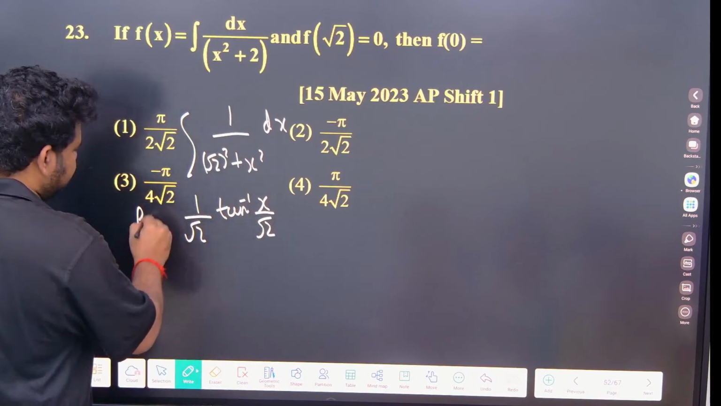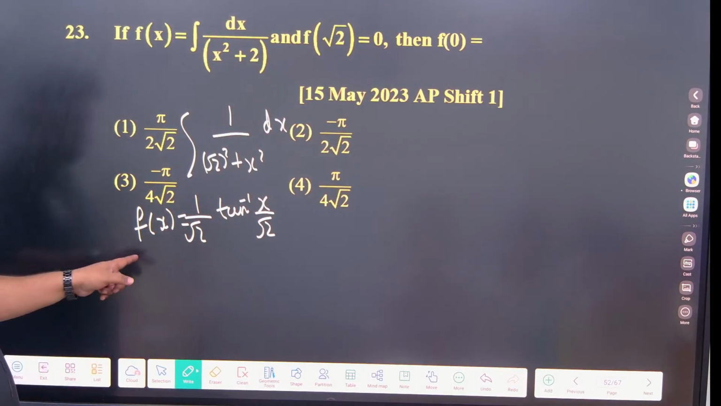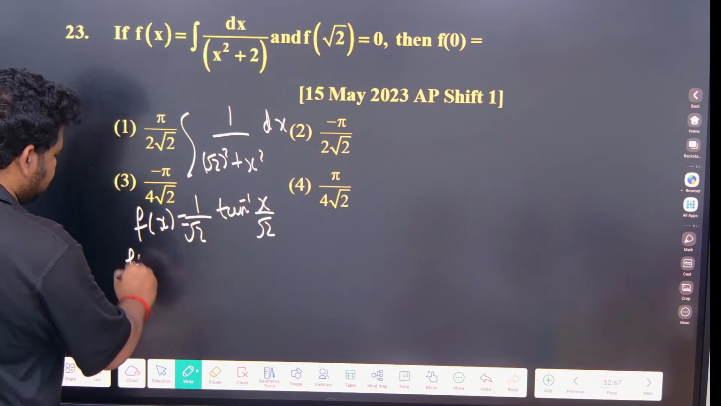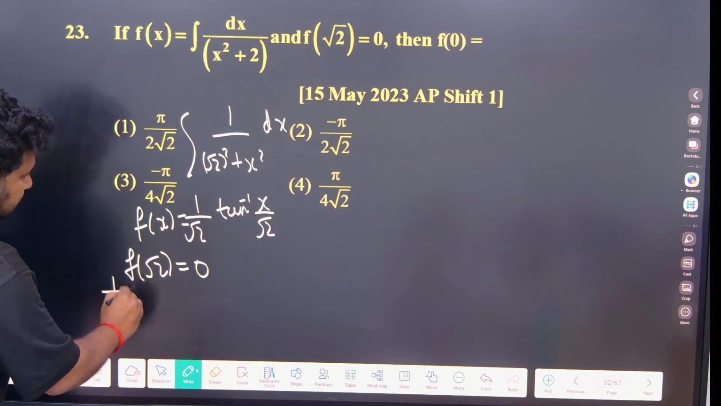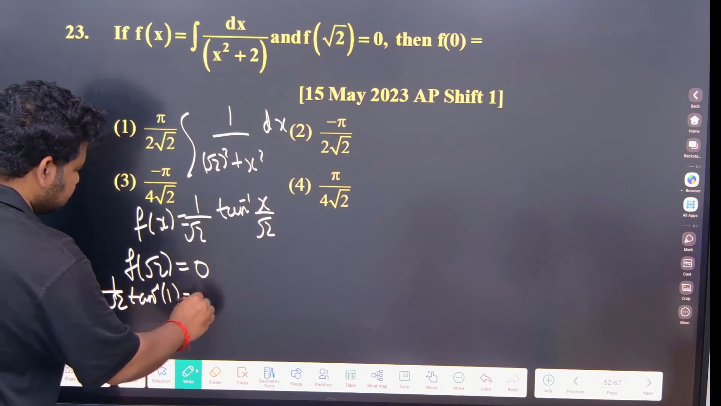This is f of x. They are telling f of root 2 as 0. So f of root 2 is equal to 0. f of root 2 is 1 by root 2 into tan inverse of root 2 by root 2, which is tan inverse of 1. That is 0.